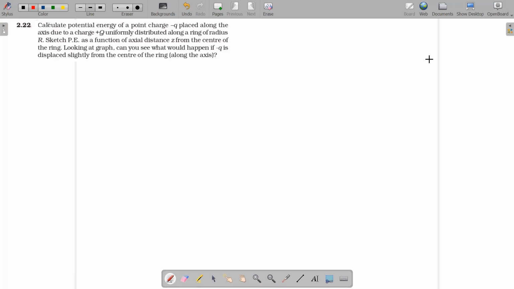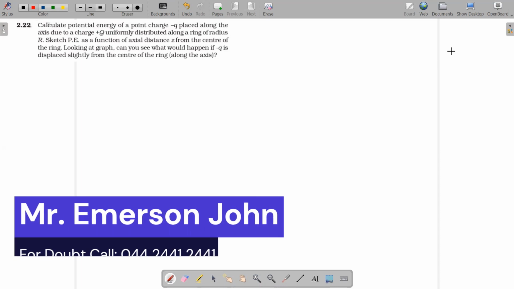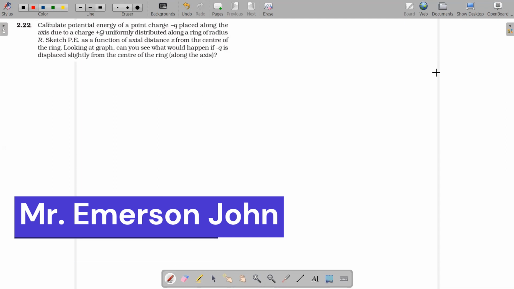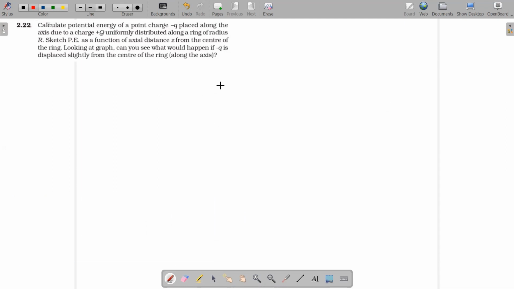NCERT Exemplar 12th standard physics syllabus, electric potential and capacitance, question number 22. Calculate the potential energy of a point charge minus Q placed along the axis due to a plus Q uniformly charged distributed along the ring of radius R. Sketch potential energy as a function of axial distance Z from the center of the ring.